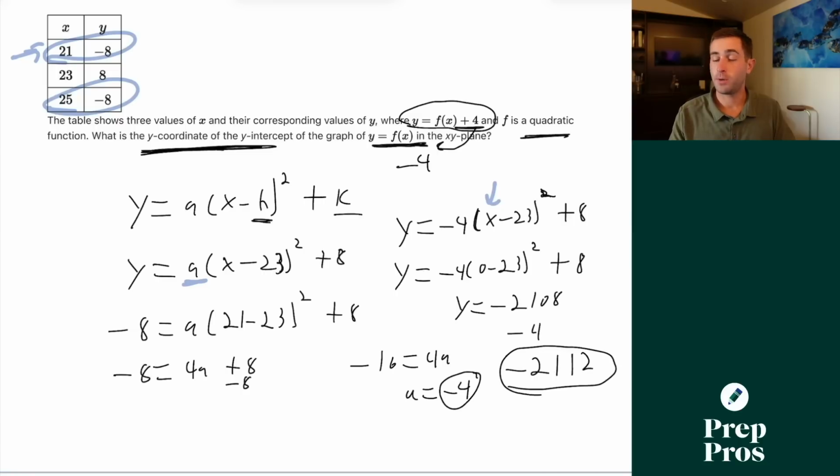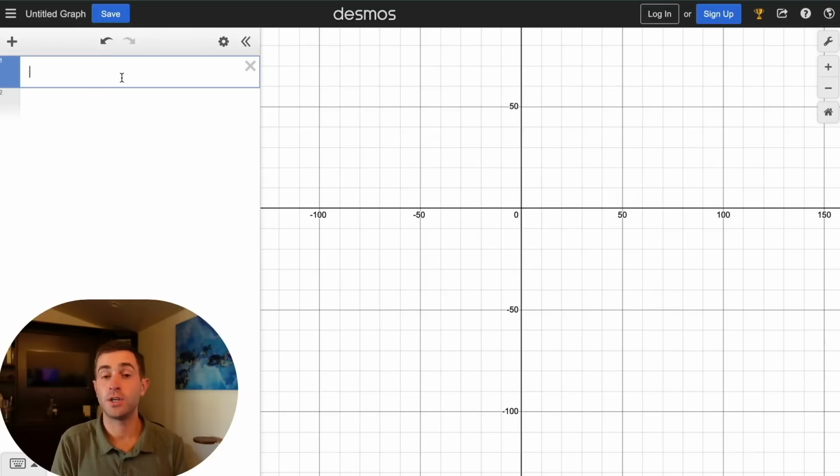But now we're going to jump over into Desmos and show how we could use that to actually solve this really complex question. If we're going to use Desmos, we still need to understand the basic concepts of vertex form and be able to spot, using that principle of symmetry, that 23 and 8 was our vertex.